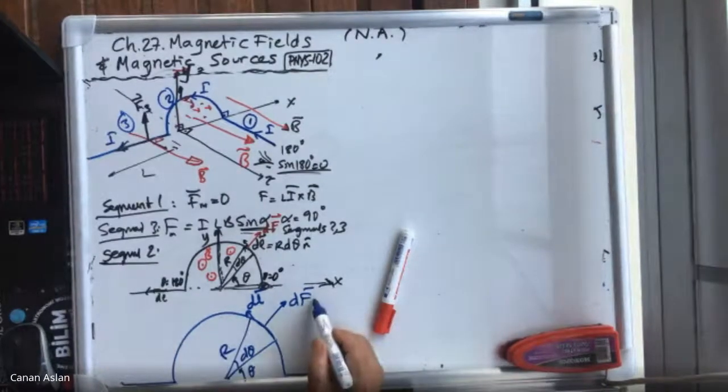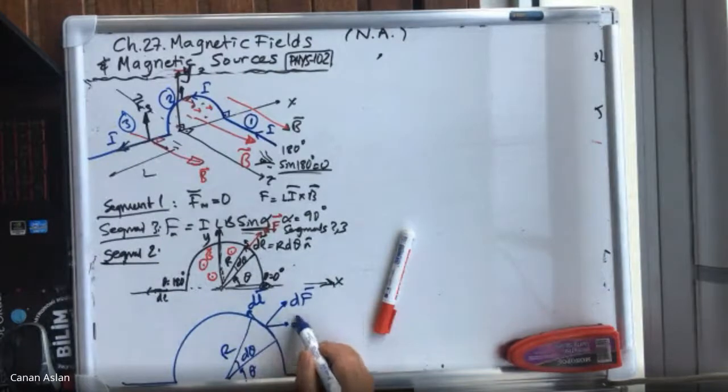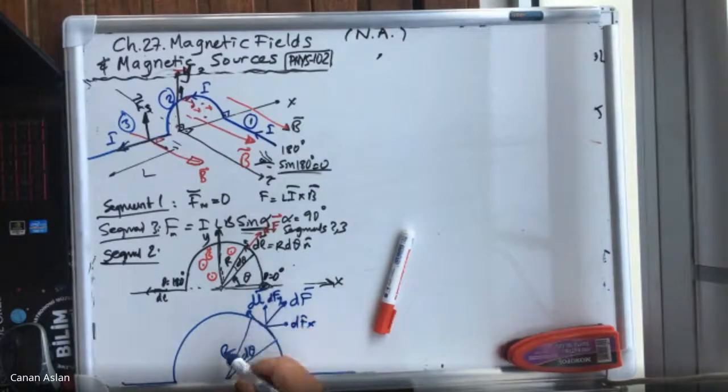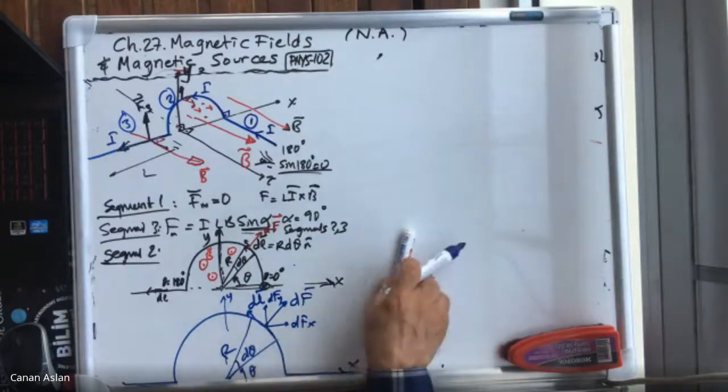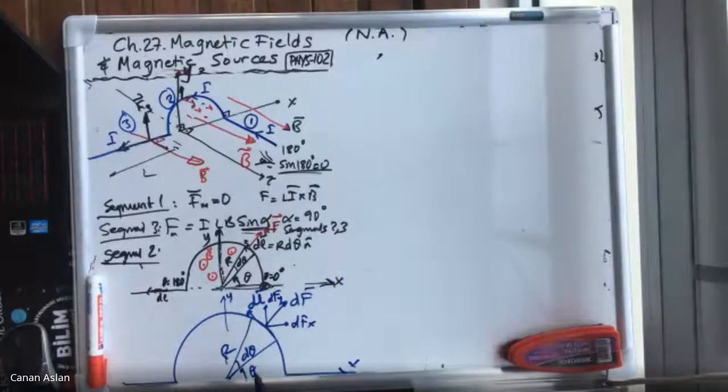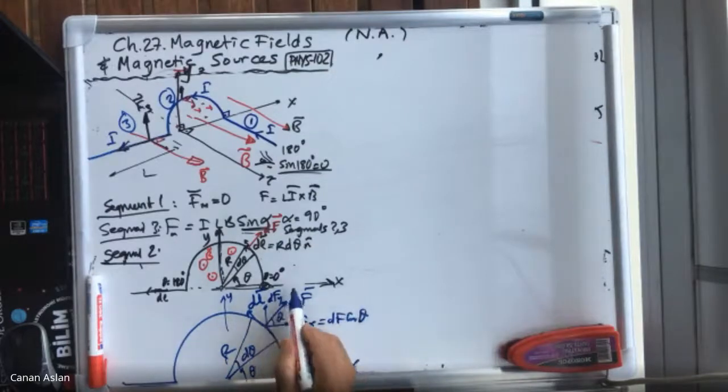So dF now has two components, dFx and dFy, basically. Why? Because this is the y direction and this is the x direction. So we have to consider both the x and y components of this force. Now, this angle theta there is also the same angle. So how can we get this? Very simple, because this is just dF times cosine theta, but this is dF times sine theta.